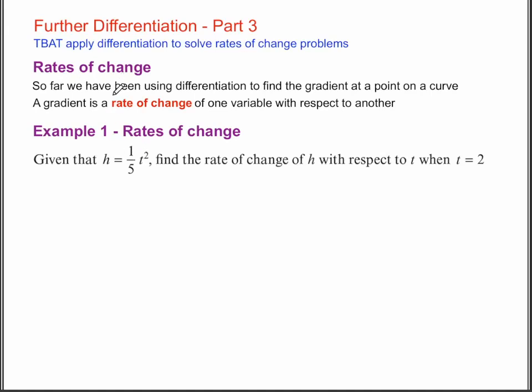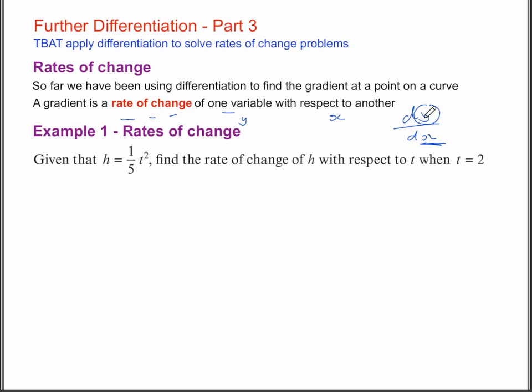This lesson is about rates of change. So far we've been using differentiation to find the gradient of a point on a curve. Well, the gradient is the rate of change of one variable, so y, with respect to another, x. And that is why you show it as dy over dx. It is a rate of change of y with respect to x.